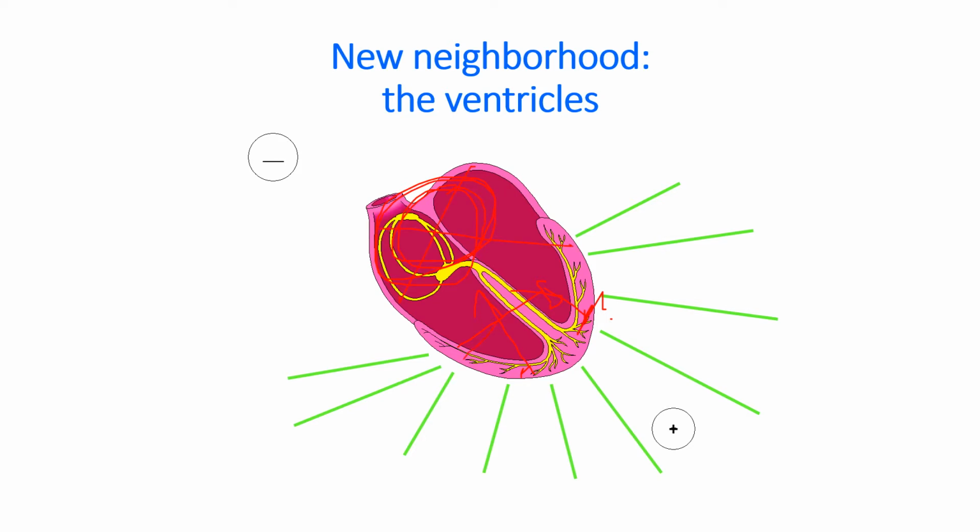It's just basically going from one side to the other, and it takes time, so it's going to be wide, because it does not go down the bundles of His at the same time. So again, if the impulse is coming towards the positive, it's going to give you a positive deflection. Away from the positive, it's going to give you a negative deflection.